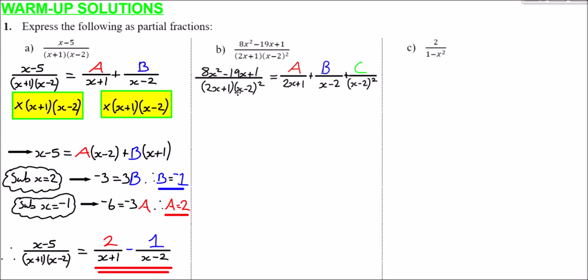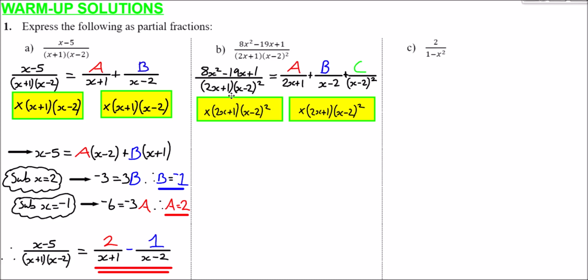So for example, if this were x minus 2 cubed, we would have done x minus 2 squared, then a third bracket, x minus 2 cubed. Anyway, now, the setup is similar to what we did last time. We're going to multiply both sides by the denominator of the initial fraction. So multiplying by 2x plus 1 and x minus 2 squared is going to give us the following.